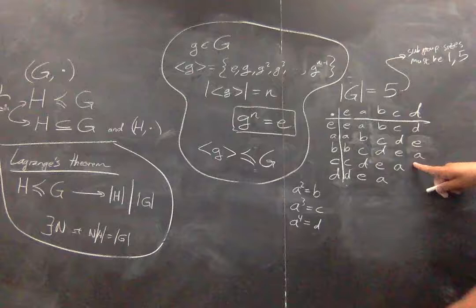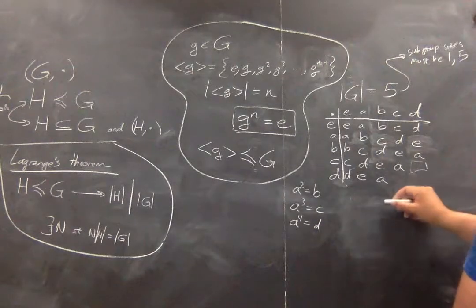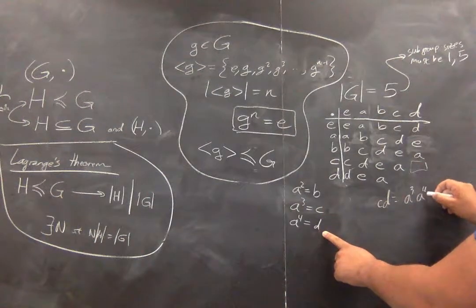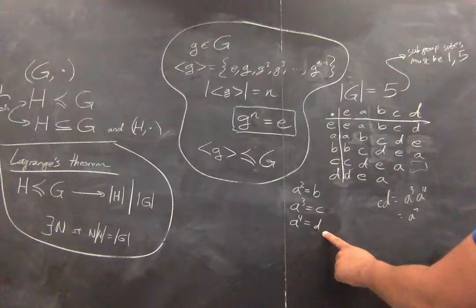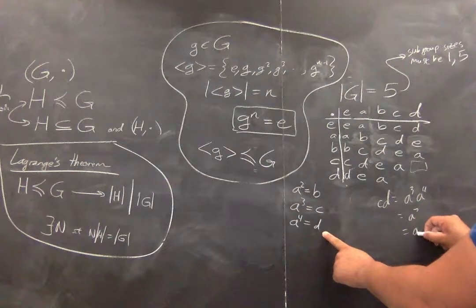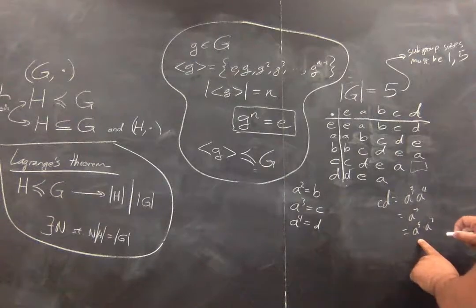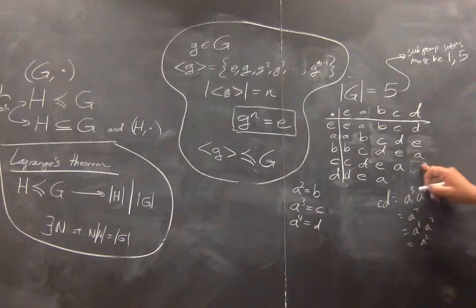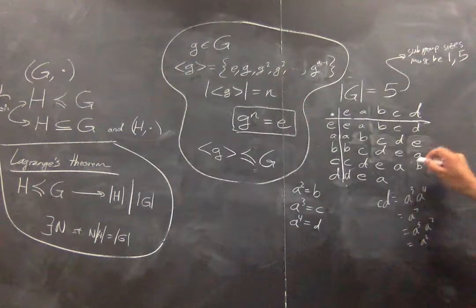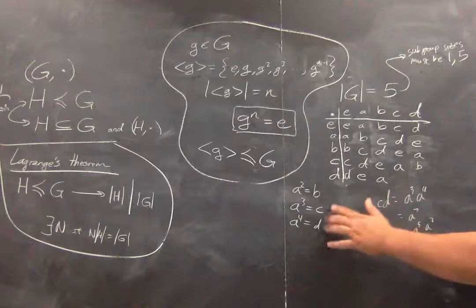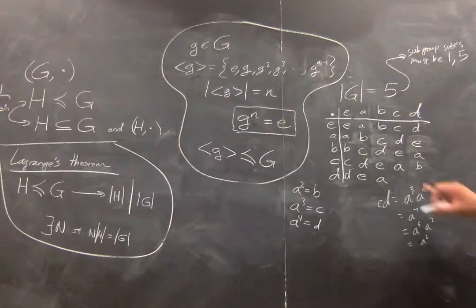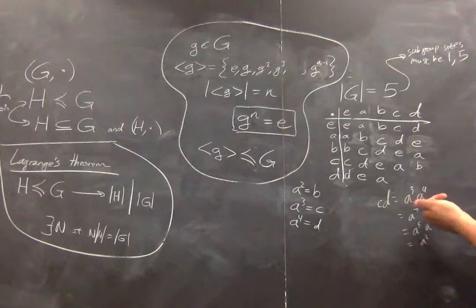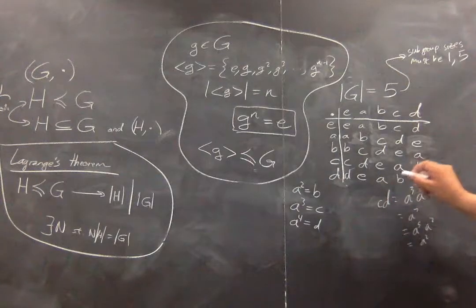C times D is this one. Well, it's A cubed times A to the fourth, which is A to the seventh. A to the seventh is A to the fifth times A squared. A to the fifth is E, so this is just A squared. A squared is B. So this is actually working by just converting everything into A's first, and then converting it back. And by the same reasoning, D times C is just A to the fourth times A cubed. Everything follows the exact same way. This has to be B.